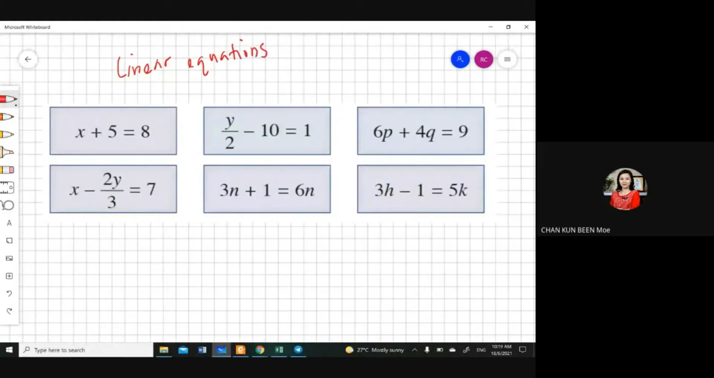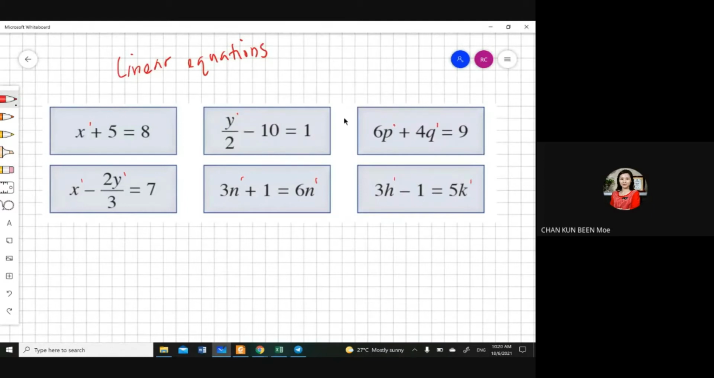This is since the power of the variable is 1. You can see the variable over here, the power, if they didn't write down anything, means that it is 1, x to the power of 1. Same with the y over here, the power is 1. And then 6p plus 4q over here, the power is also 1. 2y and x over here is also 1. The next one, the variable n is also 1. h and k, all of it is 1 because they didn't write down 2, 3, 4, 5. So we call it a linear equation because the power of the variable is 1.